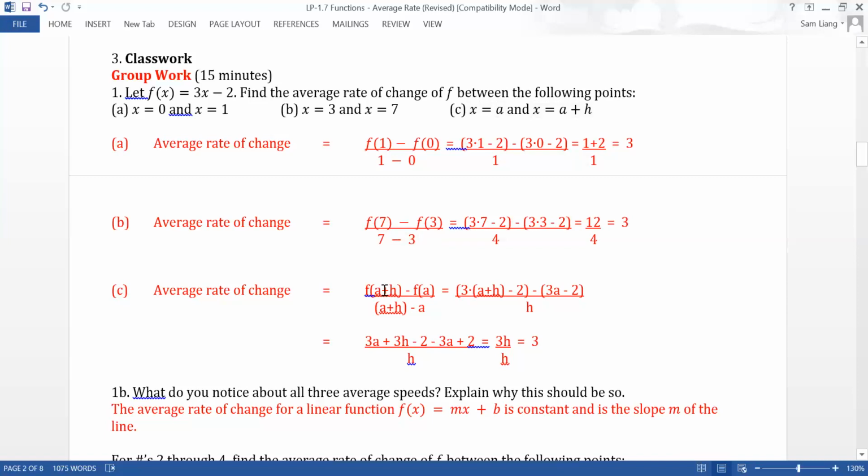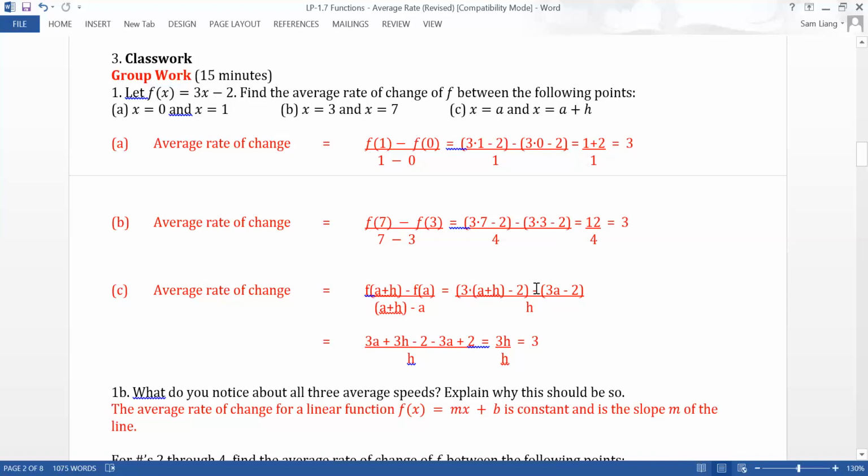So if you plug in a plus h into this function, just be careful with the parentheses, right? So 3 times a plus h, we're going to have to distribute that 3, minus 2. And then for f of a, just plug in a, right? So 3a minus 2. And then in the denominator, it's going to be a plus h minus a, which will come out to just h. All right, now we just simplify.